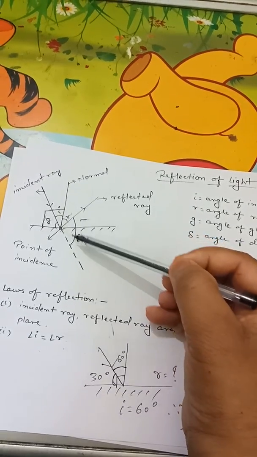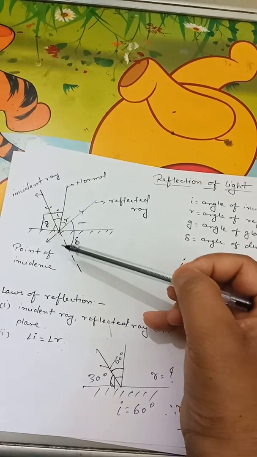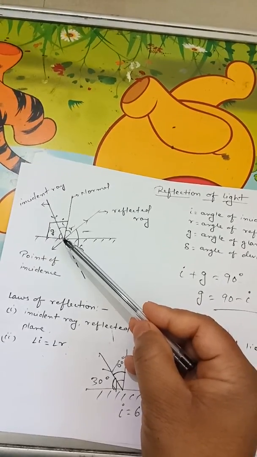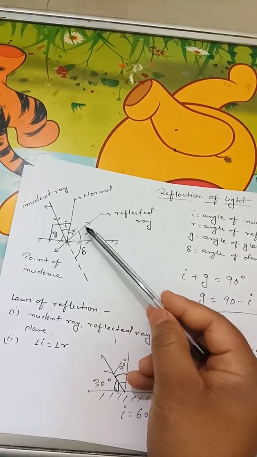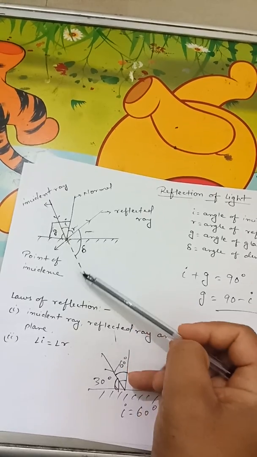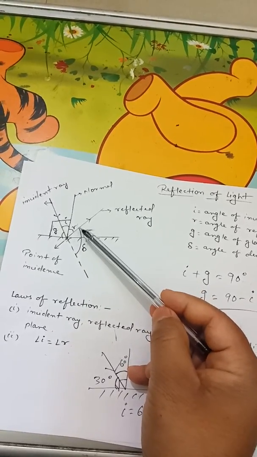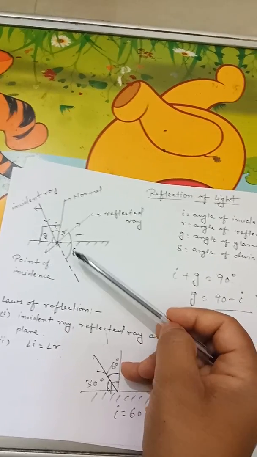Again, what was the actual path of the incident ray? So this was the actual path. As we are aware of this fact, light always travels in a straight line, but here you will find after bouncing back, actually it is deviated by this much angle. So this was the actual path, but now it is going through this. So the angle formed is known as angle of deviation.